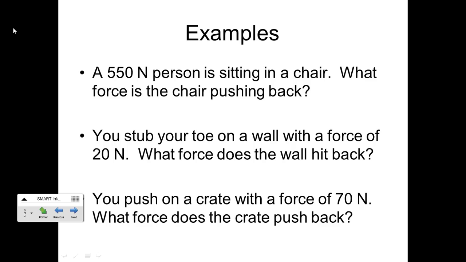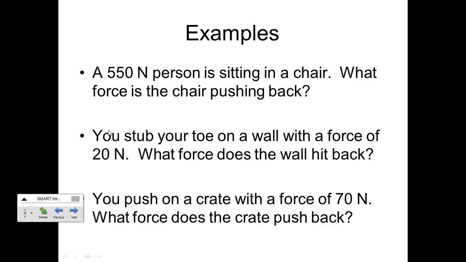A 550 newton person is sitting in a chair. What force is the chair pushing back? Well, the force of gravity, so this is the person's weight, is 550 newtons. That is pushing down on the chair. The chair is pushing back up at the same amount, 550 newtons. So the answer is 550 newtons.